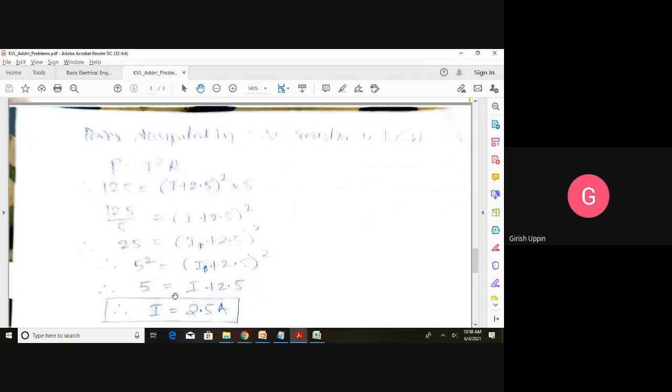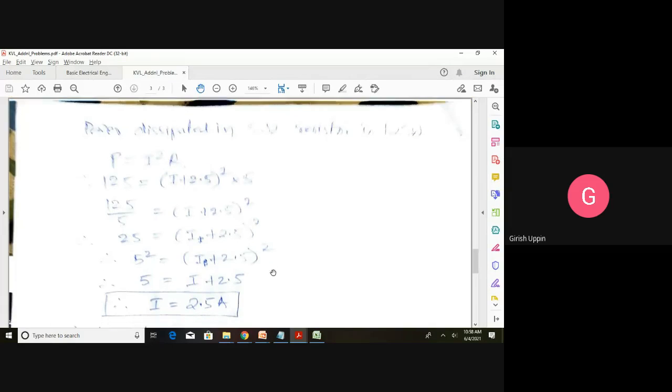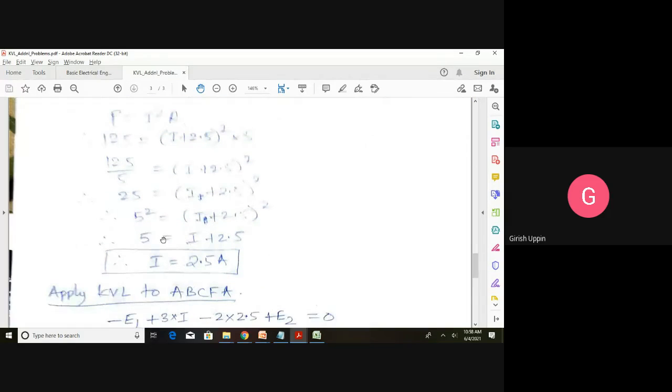I take the 5 to this side. This is 125 by 5 is equal to (I plus 2.5) whole square. 125 by 5 is 25. Then 25 is equal to (I plus 2.5) whole square. This I will say 5 square. 5 square is equal to (I plus 2.5) whole square. Therefore, 5 is equal to I plus 2.5. Therefore, I is equal to 5 minus 2.5. I is 2.5.